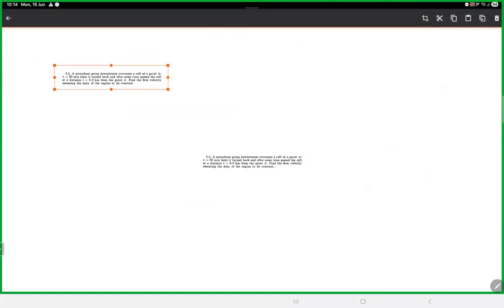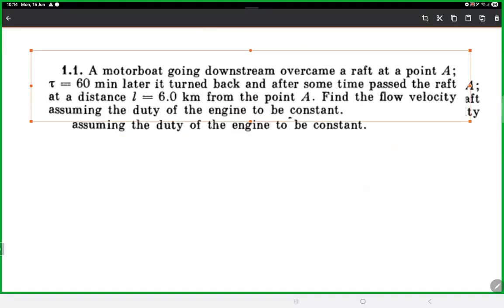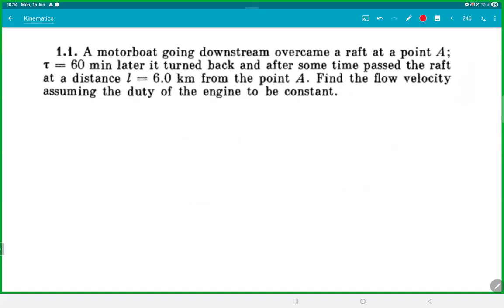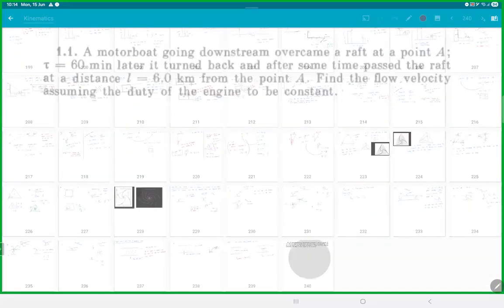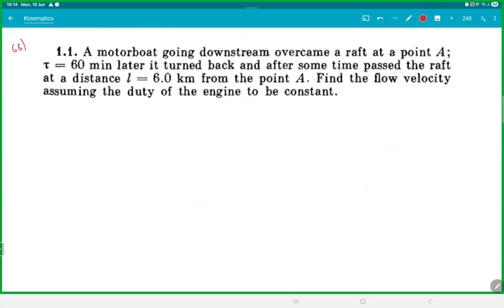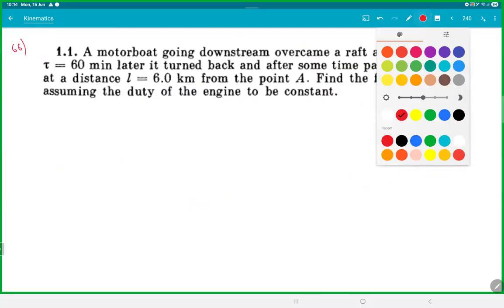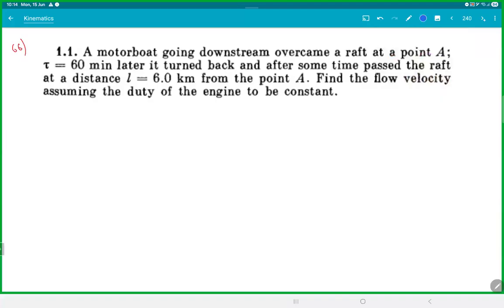Let's do this question. Give it a try. Read the question. Take 1 or 2 minutes and think what to do. Even if you don't know anything about this relative velocity and all that stuff, you can still do it.